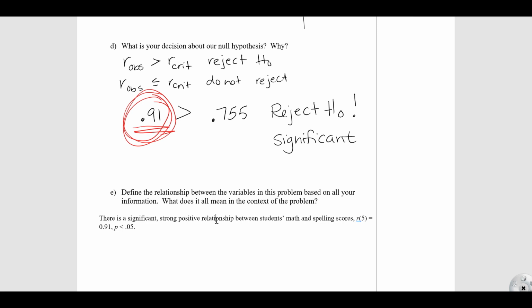We know this because the r value we got with 5 degrees of freedom was 0.91, and the probability of that happening, if the null hypothesis is true for the population, is less than 5%. So therefore we conclude the null hypothesis is probably not true. We're going to go with the alternative that there is a relationship. And since our sample shows a strong positive relationship, we're going to think the population probably has the same thing, a strong positive relationship.